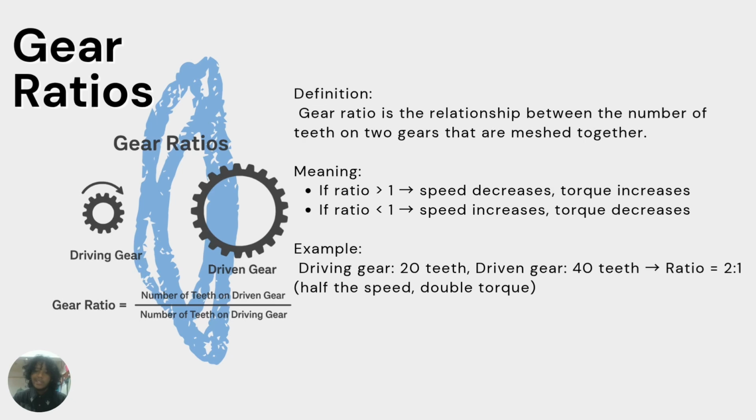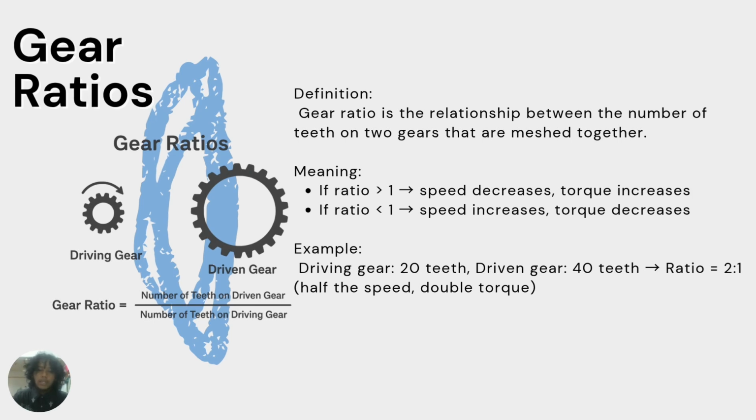If the ratio is less than 1, it means the driven gear spins faster but with less torque. For example, if the driving gear has 20 teeth and the driven gear has 40 teeth, the ratio is 2 to 1. That means the driven gear rotates half as fast, but the torque is double. In real life machines like bicycles or cars, this principle is what allows us to climb hills slowly with more force or move far with less force.